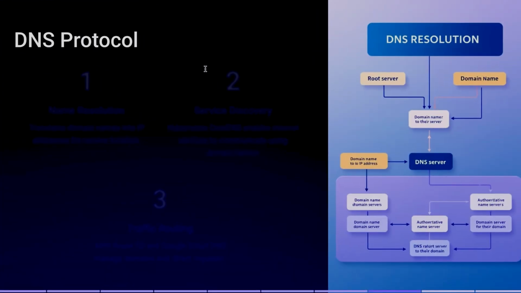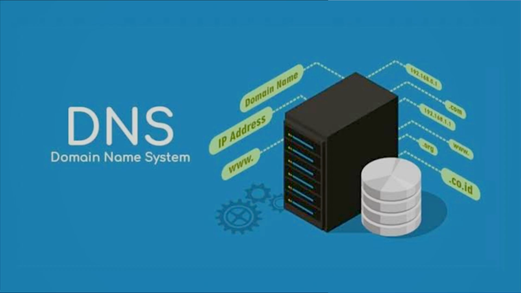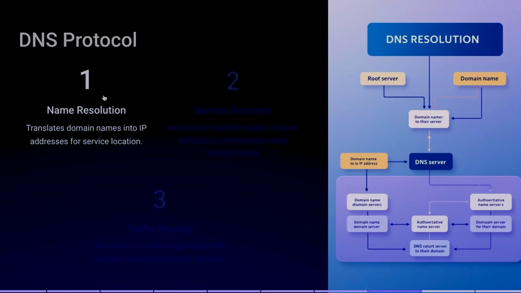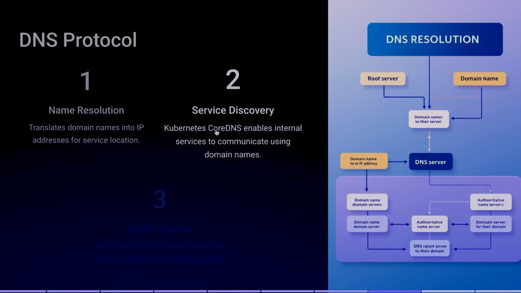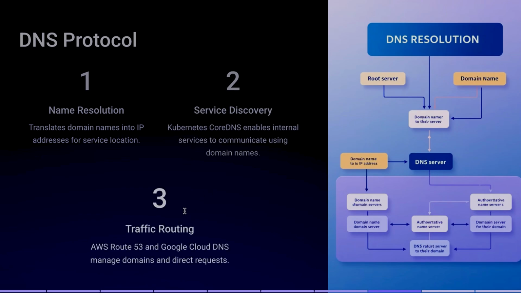Coming back, the most important protocol on the internet is DNS protocol. DNS stands for Domain Name System, and it translates domain names into IP addresses, enabling users and applications to locate services efficiently. In DevOps, DNS is used in service discovery for Kubernetes, allowing internal services to communicate using domain names instead of IP addresses. Also, cloud platforms like AWS and Google Cloud have their own DNS services for managing domain names and traffic routing.